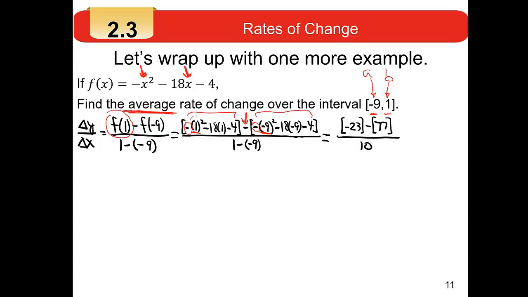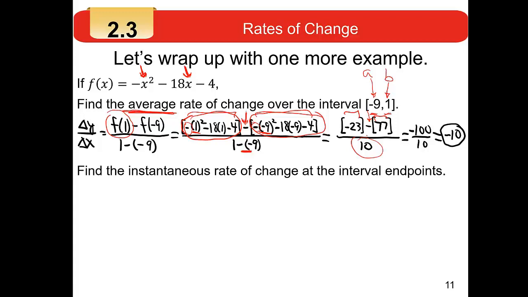I won't belabor this, but you need to make sure you can get negative 23 out of that first bracket, and you need to be sure you can get positive 77 out of that second bracket. And remember, there's a minus sign between them in the formula. And then, of course, minus a minus makes a plus, so you get 1 plus 9 in the bottom, which is 10. So up top, you get minus 23 minus 77, which is minus 100. Minus 100 divided by 10 is negative 10. So the average rate of change in that function going from minus 9 to 1 is negative 10.